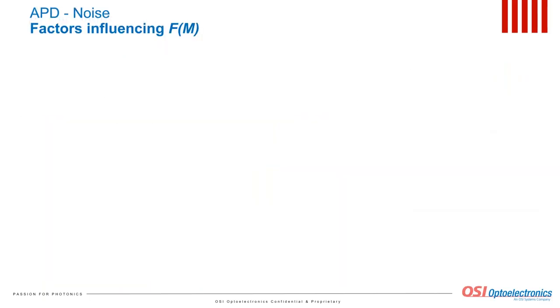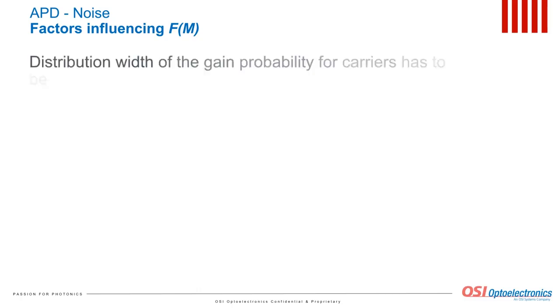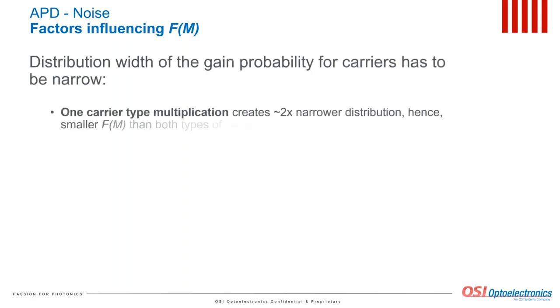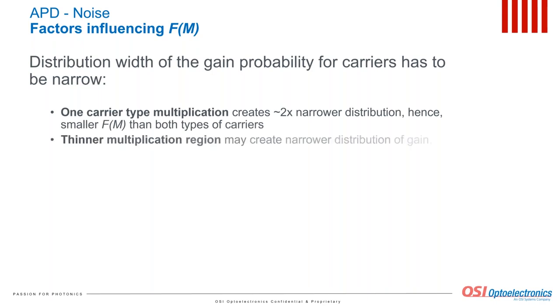And this is the main requirement for a good APD. How to make the excess noise factor smaller? Obviously, wide distribution of carriers over their efficiency to create an avalanche produces large excess noise, leading to a very large value of the excess noise factor F. To reduce the F factor value, the distribution width of the gain probability for carriers has to be made narrower. This can be achieved using the following approaches.